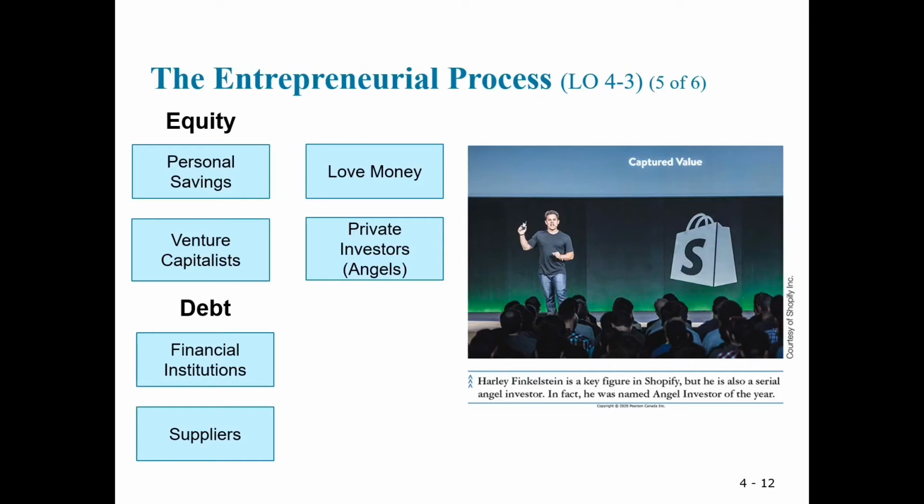Collateral means assets that a borrower uses to secure a loan. If the borrower defaults, the lender can seize and sell the assets. Sources of debt financing include financial institutions and suppliers, who provide trade credit by allowing companies to pay at a later date.